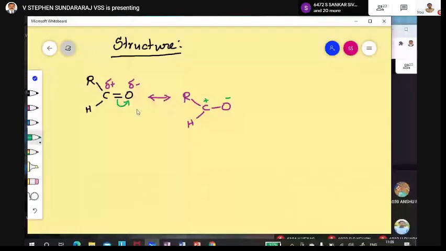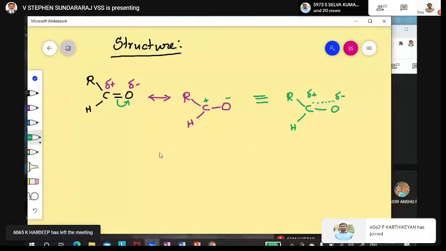And the resonance hybrid will be R, C, H, O, and you have to write it like this. Here it is delta plus, delta minus, and plus minus 1. So this is the resonance one. This carbonyl group has a double bond.